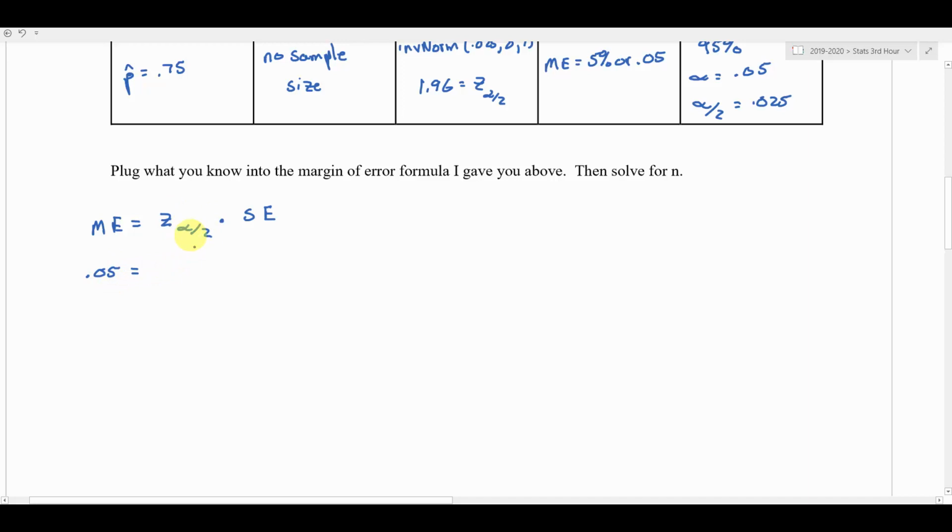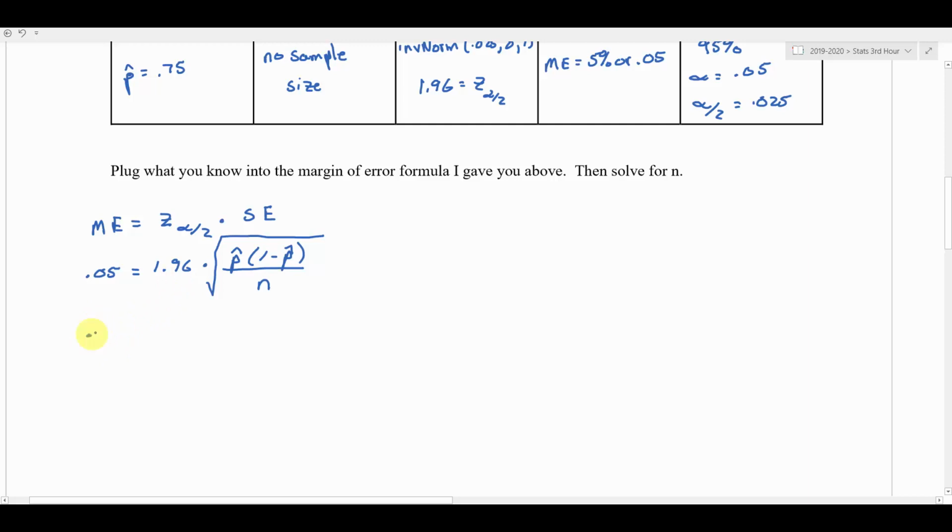We know that our critical value is 1.96, so I'm going to plug that into my formula here. And then I'm going to put my standard error formula in here. So recall that our standard error formula requires us to take p hat times 1 minus p hat, divide by the sample size, and then square root. Okay? So this is the standard error. This is how I would calculate it. And I'm looking inside of that standard error formula, and I'm thinking, well, I know p hat.